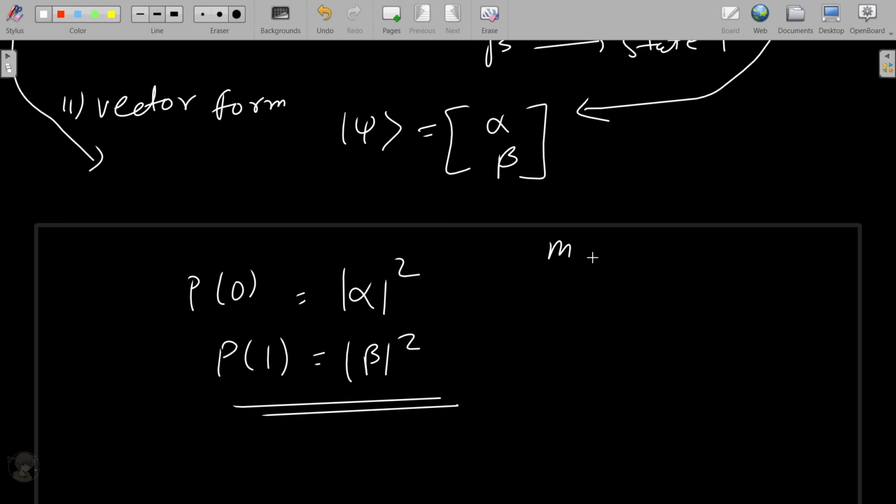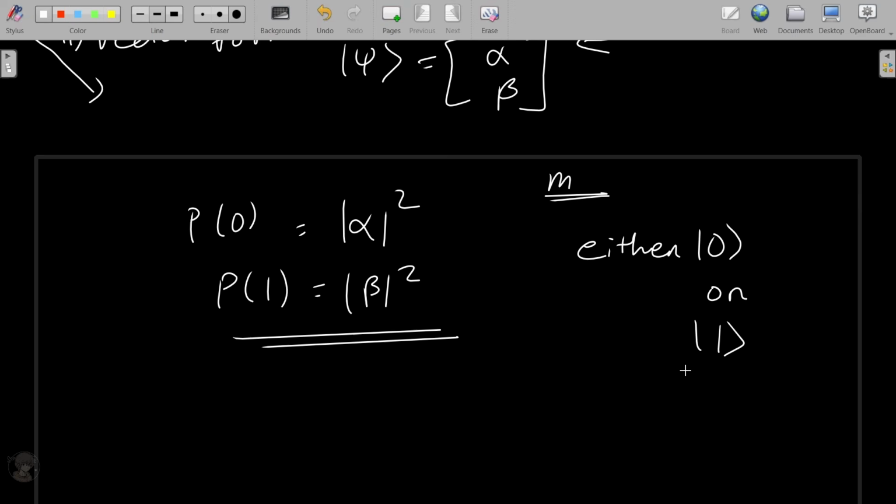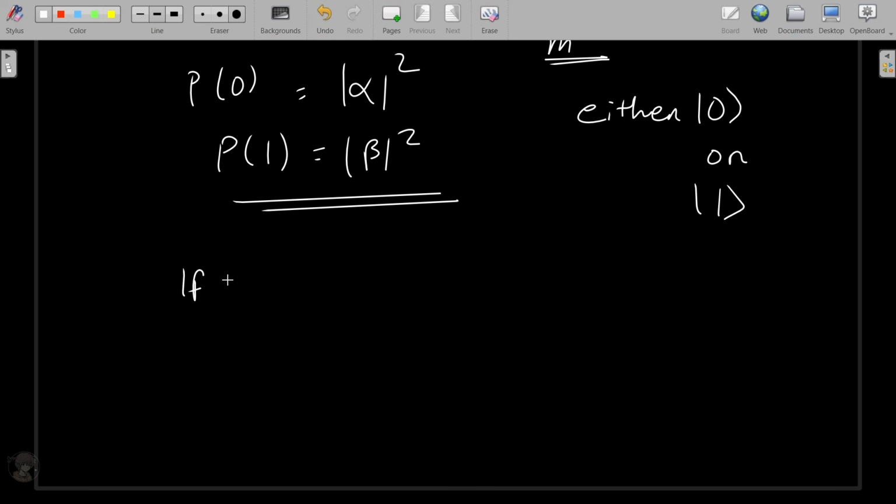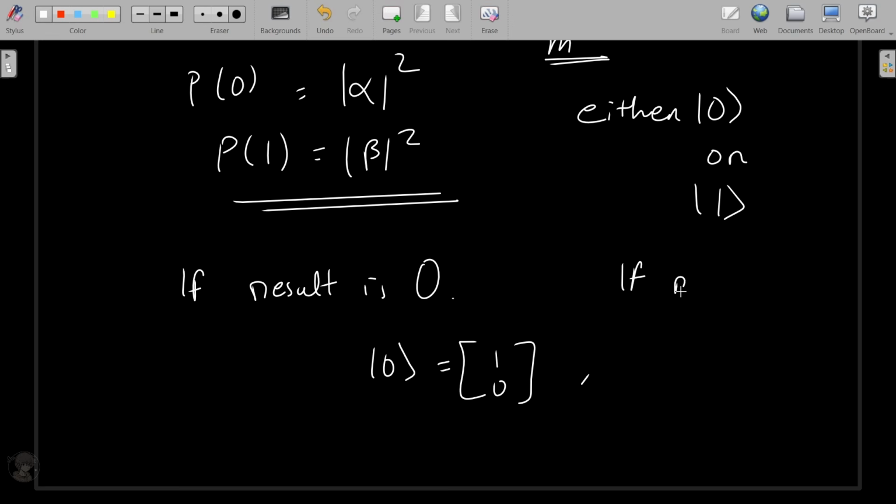Now the measurement result is either ket 0 or ket 1. After measurement, the system collapses to the observed state. If the result is 0, ket 0 equals 1, 0, and if the result is 1, then ket 1 is 0, 1.